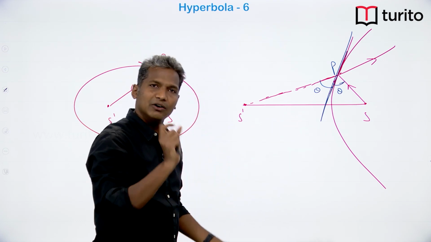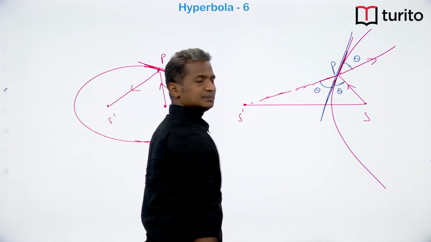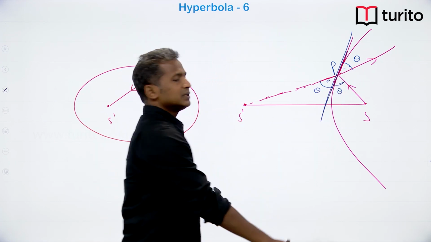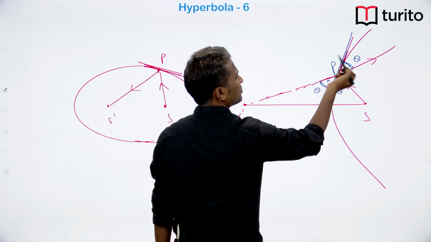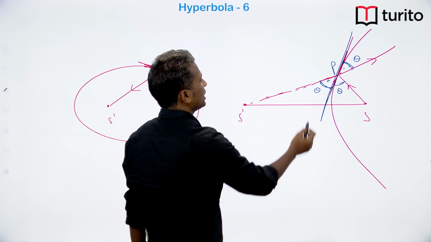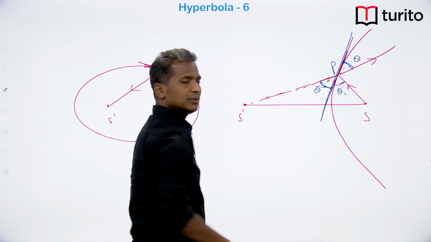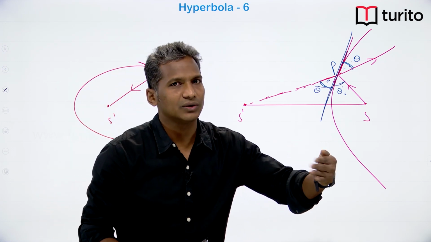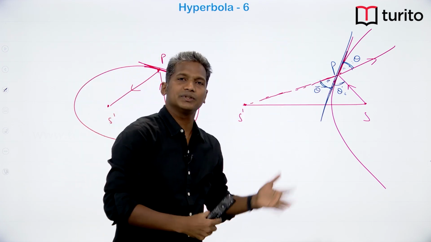That means I have basically proved that this angle is equal to this angle, because if you look at these two, they are basically opposite angles. So if this is theta, this also must be theta. If I have proved that these two angles are equal, then I have basically proved that these two are equal. So hence the relation is derived that the incident angle is equal to the reflected angle. So of course we have proved the property.